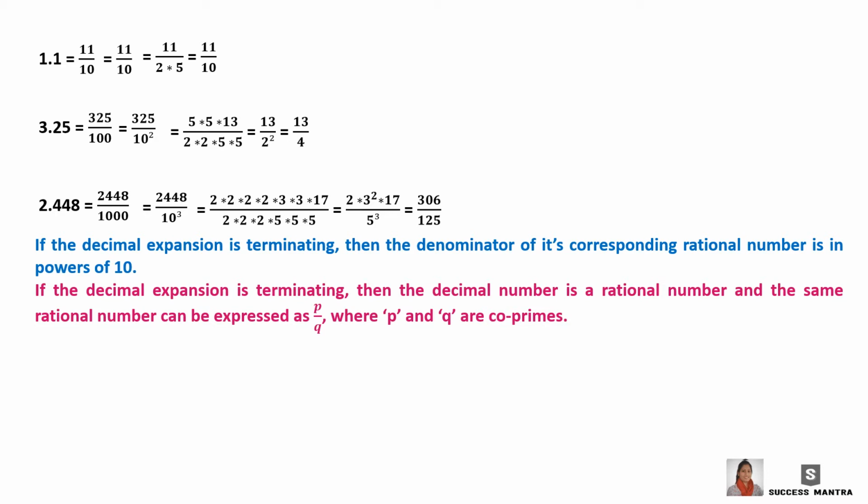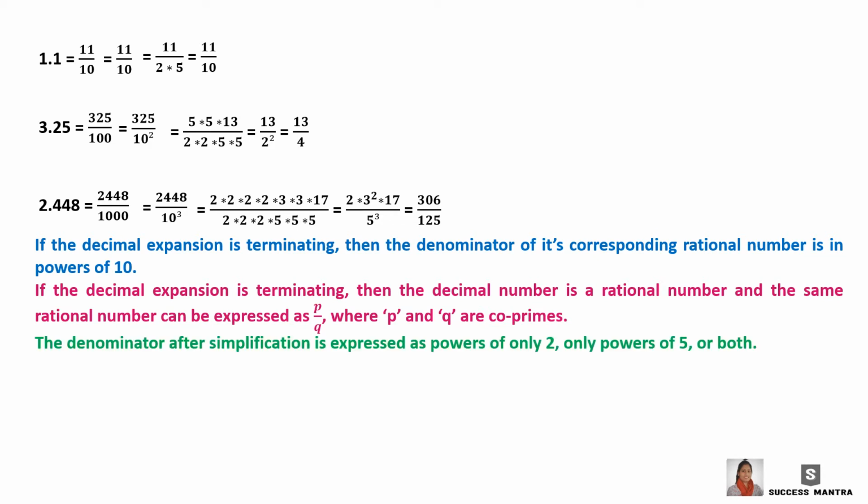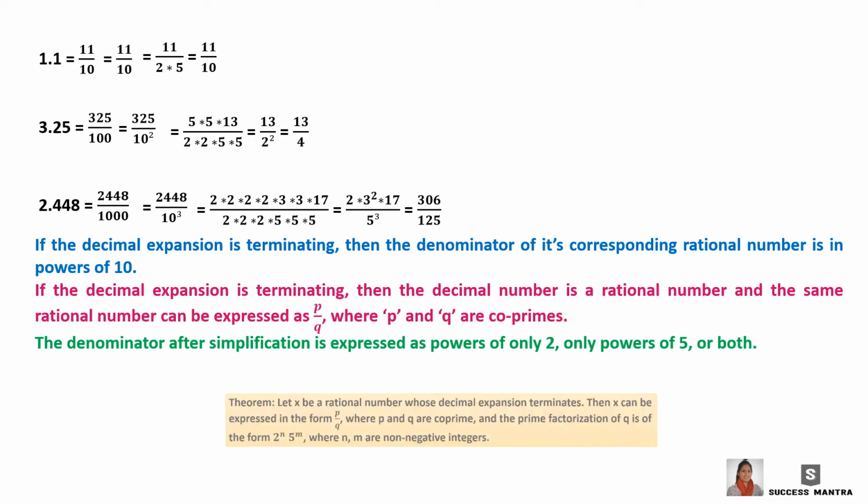That is, if the decimal expansion is terminating, then the decimal number is a rational number and the same rational number can be expressed as p by q, where p and q are co-primes. Moreover, the denominator after simplification is expressed as powers of only 2, only powers of 5, or both. In the first, 11 by 10, 10 is 2 into 5. 13 by 4, 4 is 2 square. 306 divided by 125, that is 5 cube. That is, the denominator will be either powers of 2, powers of 5 or both.